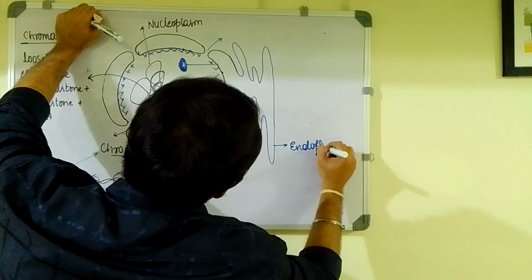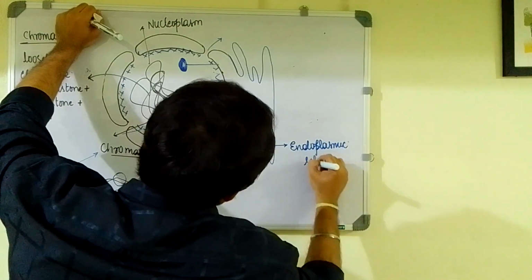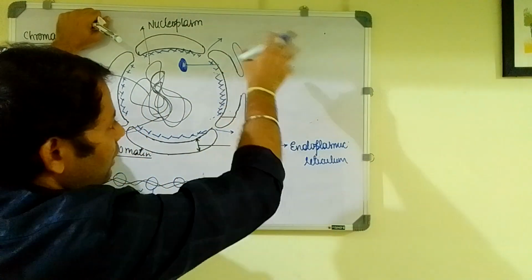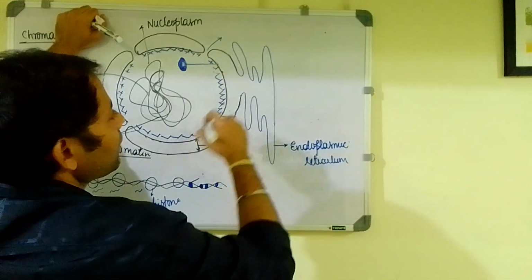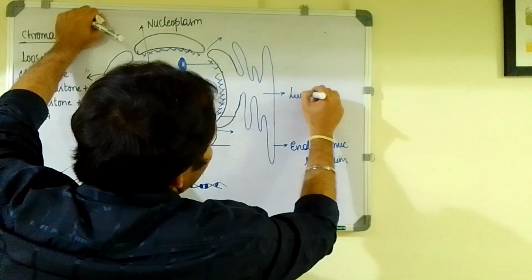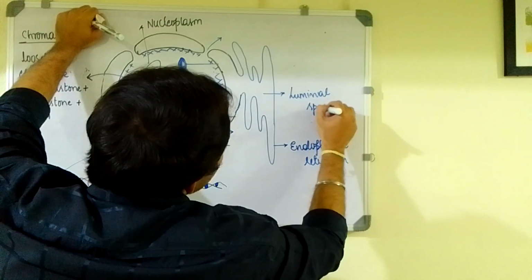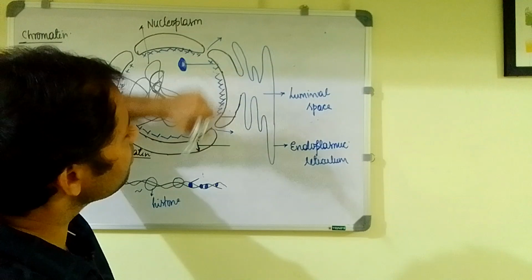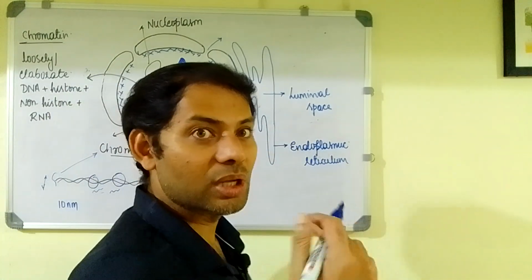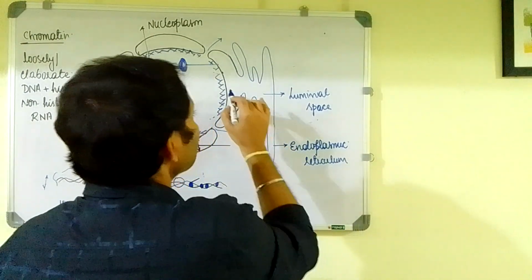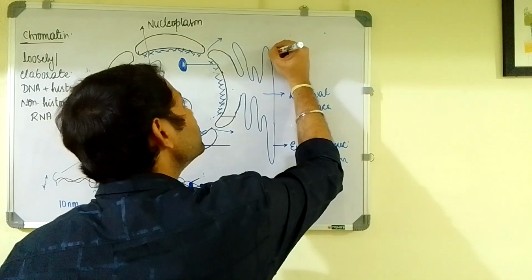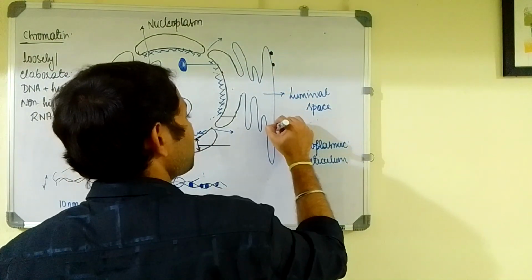Now, what is continuing as endoplasmic reticulum? The outer membrane of the nucleus is continuing as the endoplasmic reticulum. Now, this perinuclear space is continuing as the luminal space of the endoplasmic reticulum. The outer membrane of the nucleus is continuing as what? The endoplasmic reticulum. The perinuclear space is continuing as what space? Luminal space. Now on this endoplasmic reticulum, ribosomes are present.